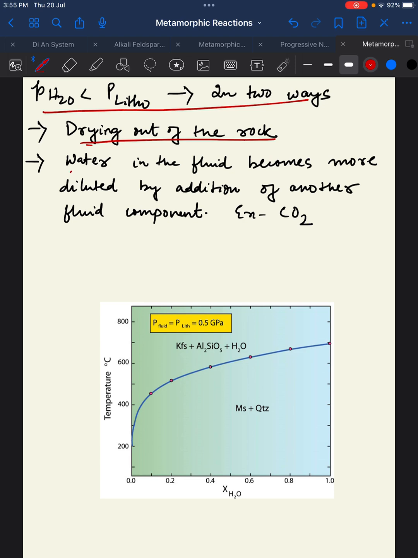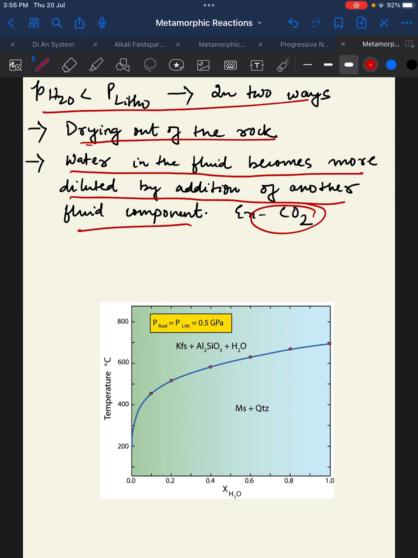In the other case, the water in the fluid becomes more diluted by the addition of some other component. Suppose I have only water. In that case, I now add CO2. If CO2 is added to the system, then the water as a fluid gets diluted. Since the water is getting diluted, the partial pressure of water will be reduced. So if the partial pressure of water is reduced, the reaction will move towards the right, thereby producing more water.